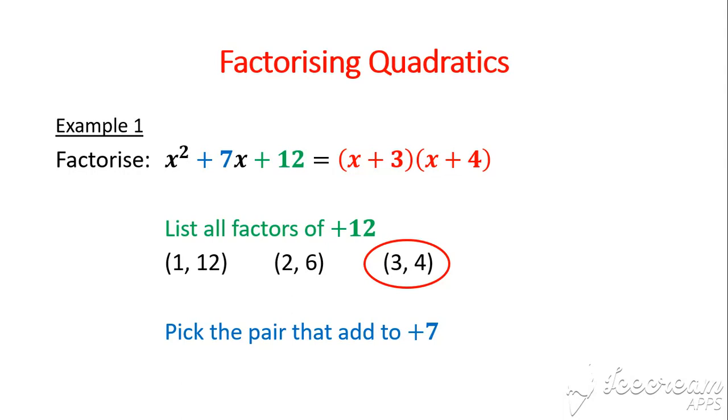4. Now, because this is one bracket being times by a second bracket, it doesn't matter which way we multiply numbers. 2 times 3 is the same as 3 times 2. So it doesn't matter which way around the brackets go. So we could write it as x plus 4 times x plus 3.